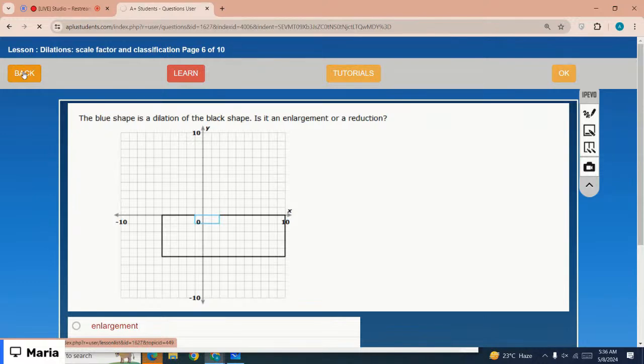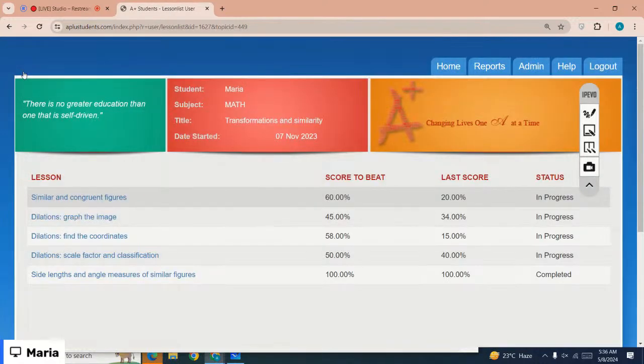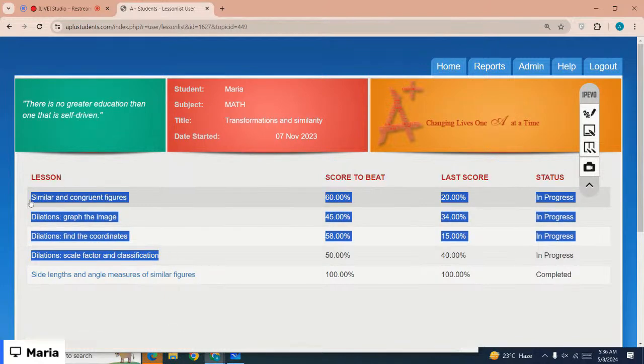So we were working on grade 8 math. The chapter we're working on is transformation and similarity. The lessons we have covered today are similar and congruent figures, dilation graph the image, dilations find the coordinate, and dilation scale factor and classification. So please make sure before the next session you complete all the practice questions for the lessons we did today. That is your homework until the next session, right?